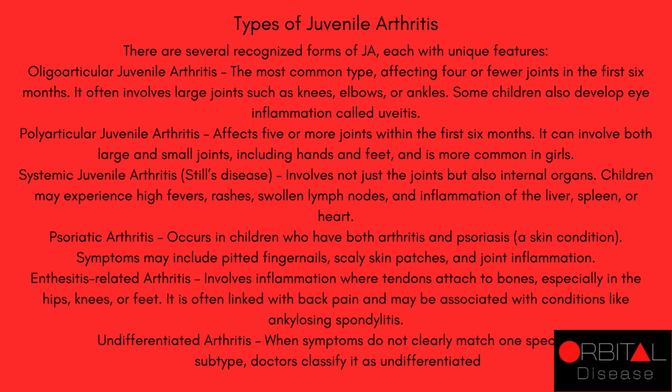Systemic juvenile arthritis, Still's disease, involves not just the joints but also internal organs. Children may experience high fevers, rashes, swollen lymph nodes, and inflammation of the liver, spleen, or heart. Psoriatic arthritis occurs in children who have both arthritis and psoriasis, a skin condition. Symptoms may include pitted fingernails, scaly skin patches, and joint inflammation.